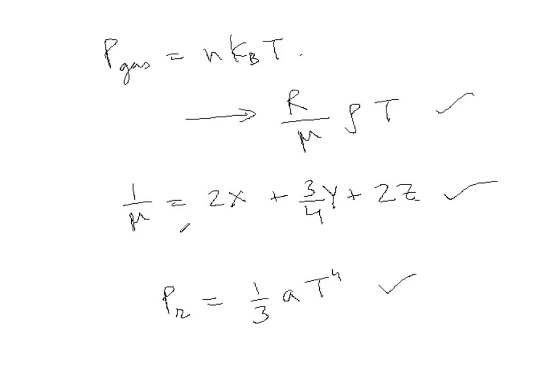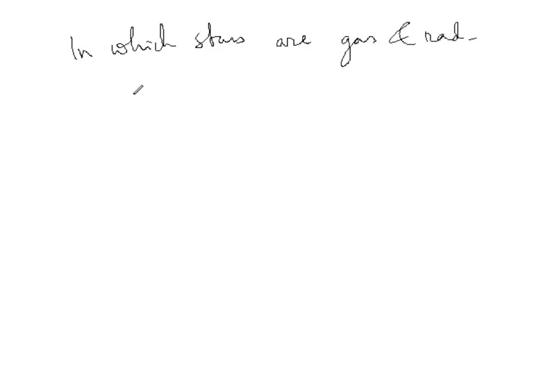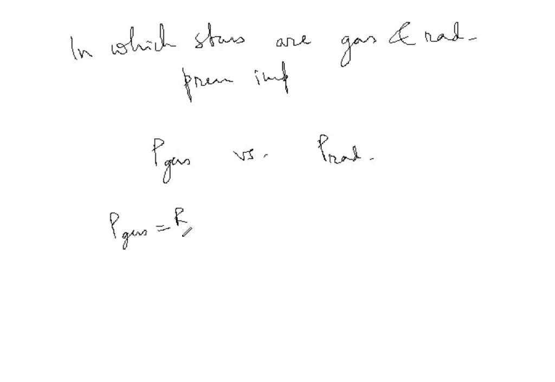Okay, now the next question is: in which stars are gas and radiation pressure important? To do that, I am basically talking about a comparison. We know that P gas is equal to R by mu rho T, and P radiation is equal to 1 by 3 A T to the power 4.